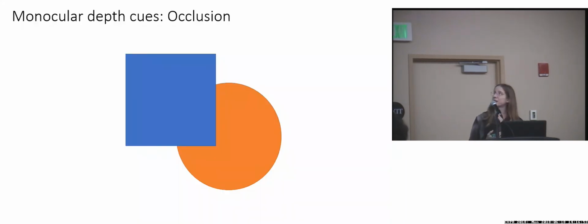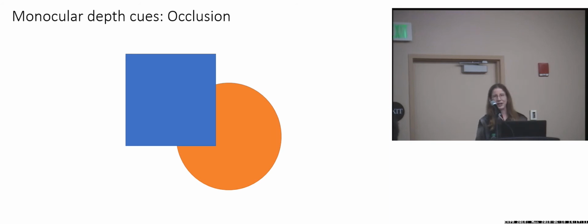Another good monocular depth cue is occlusion. So here you probably see a blue square in front of an orange circle. This is only a metric cue to depth in the sense that it tells you who's in front, but it doesn't tell you exactly how far away anything is or how much separation there is between them.